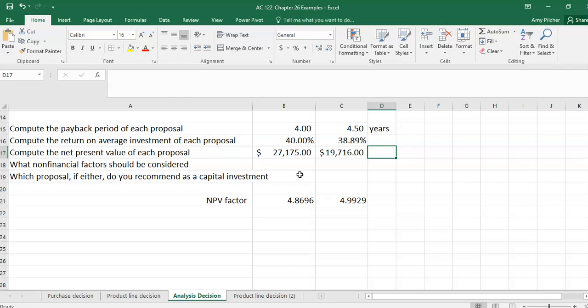So when we see that the payback period is shorter on the snow machine and the return is higher on the snow machine, taken into consideration with the non-financial factors that we have zero control over the weather, the snow machine right now looks like our best investment.